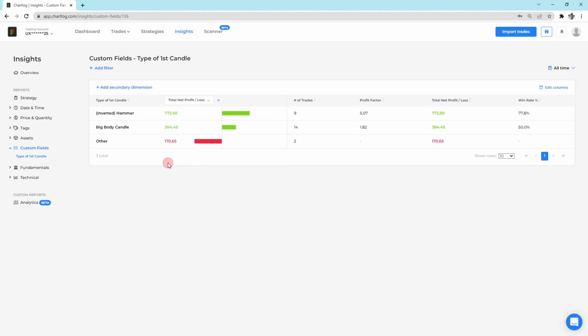So that means now we can say with certainty that the 1 minute ORB actually does work better after hammer candles than it does after big body candles. And after big body candles, it still works better than after other kinds of candles. Obviously, this is not real. These are just example trades. So I can show you how to use ChartLog.